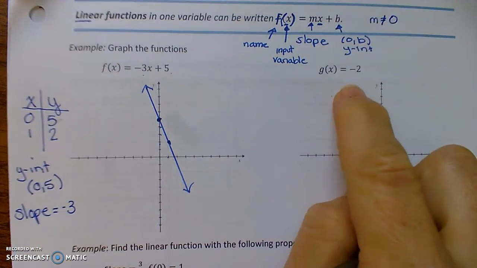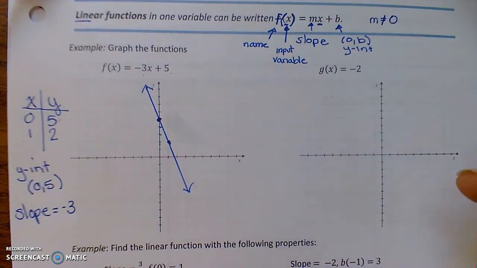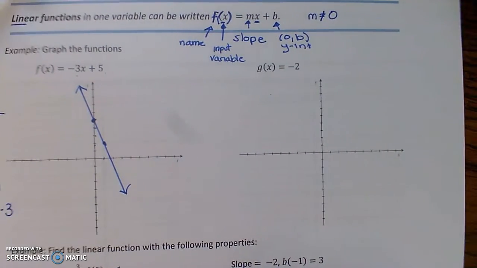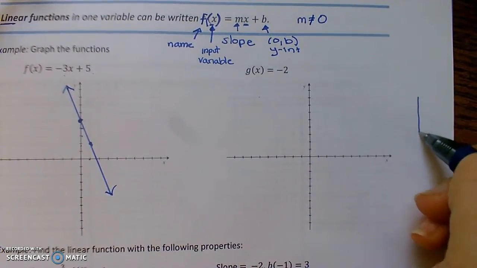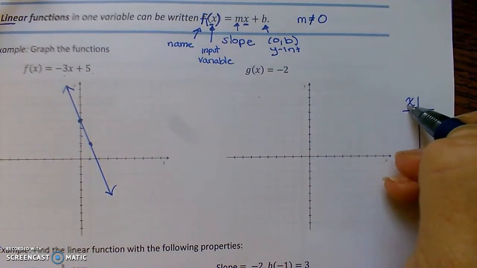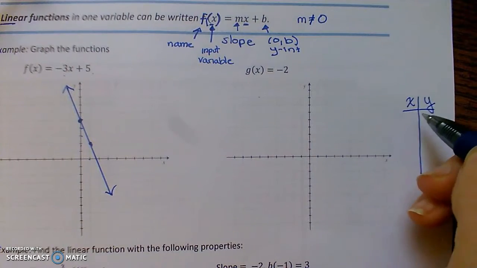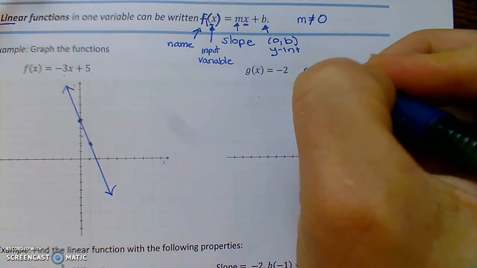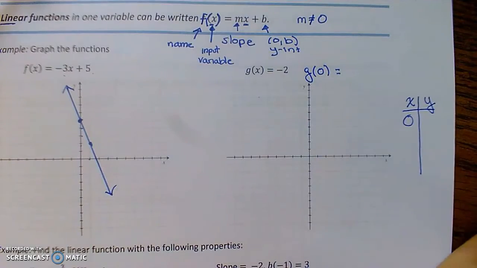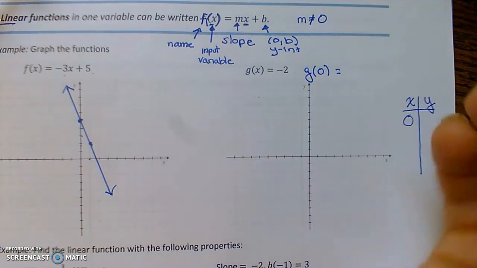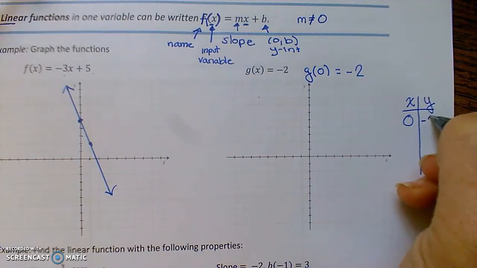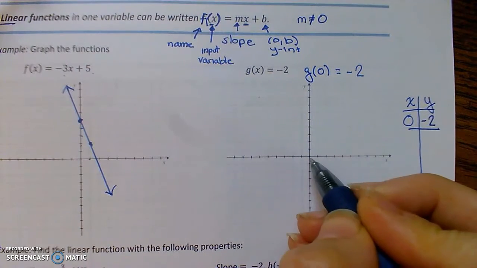All right, let's do this one. g of x equals negative 2. So you might recognize that, y equals negative 2. This is a special type of function. Let's go ahead and plot some points. If you plug in 0 for x, what's g of 0? Well, g of anything is just negative 2. Plug in 0 for x, you get out negative 2 for y. Let's go ahead and plot that point.